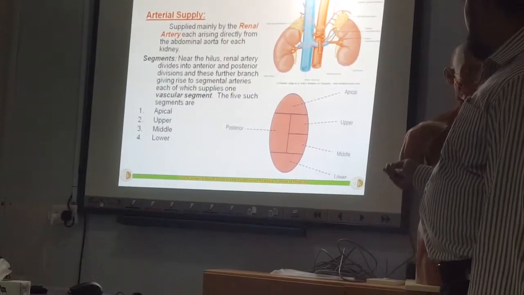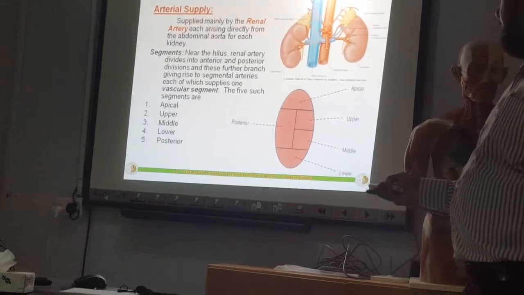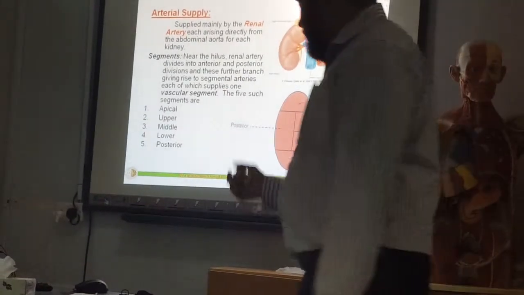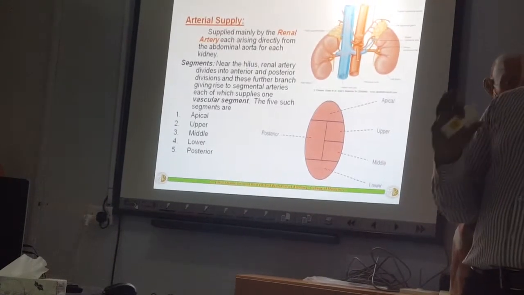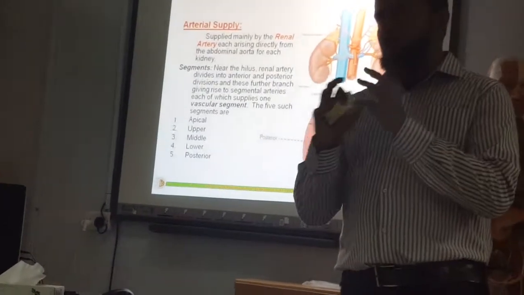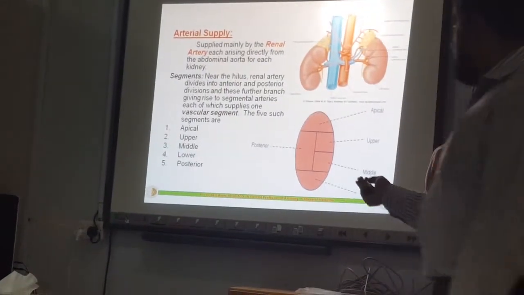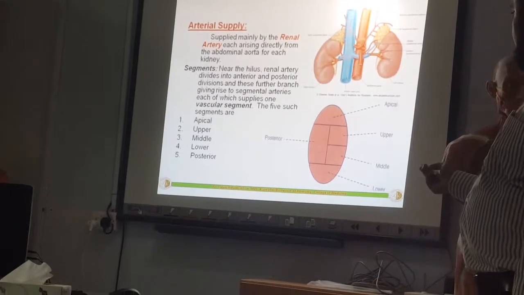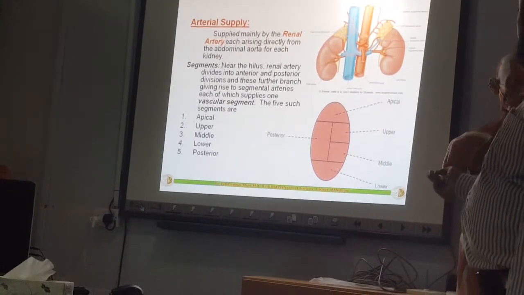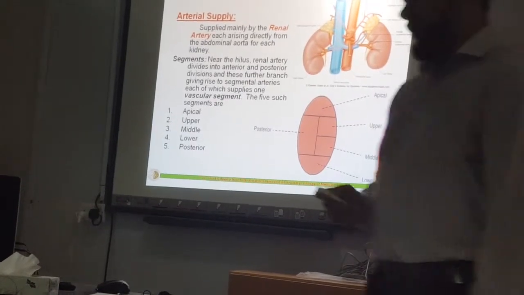One is called the apical, then the upper, middle, and lower, and the posterior. So these are the 5 or 6 segments which are there. But initially during development there are actually 12 segments which have fused together to form these final segments. These are called the segmental arteries, and each segment is supplied by a single artery: apical segment, upper, middle, lower, as well as the posterior segments.